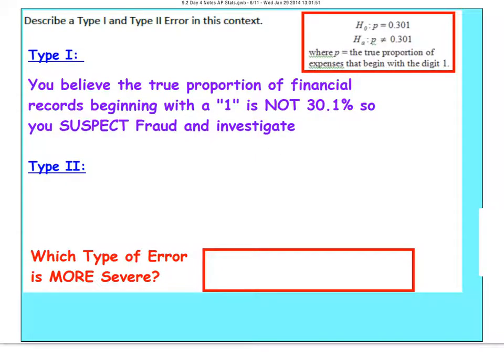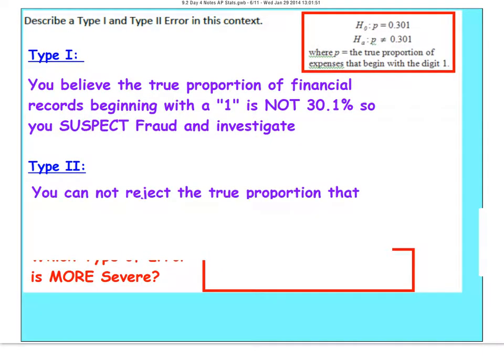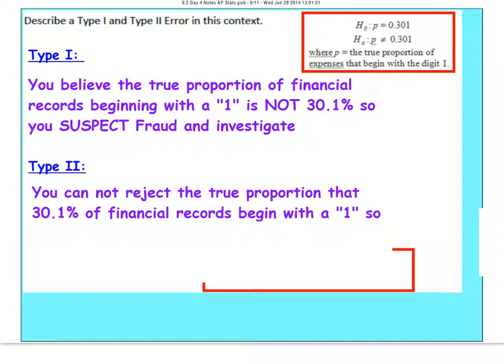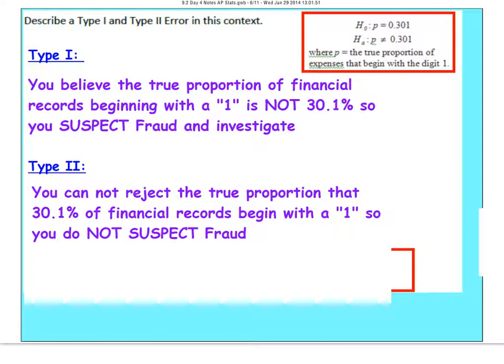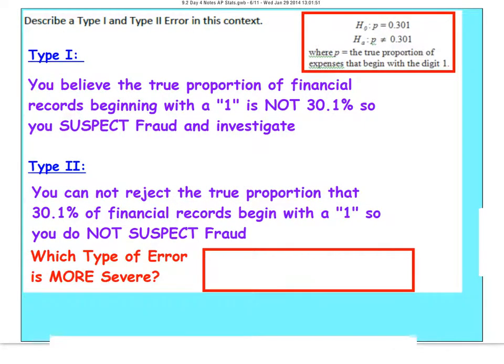Now what about a type 2 error? Remember, type 2, we fail to reject and we do not conclude this. So we failed to reject this when we should have. So what would be the type 2 error? Well, a good way to say this one would be you cannot reject H sub O, that the true population of 30.1 of financial records begins with 1. So you do not suspect fraud. Well, if we don't suspect fraud, we don't investigate, but we should have.